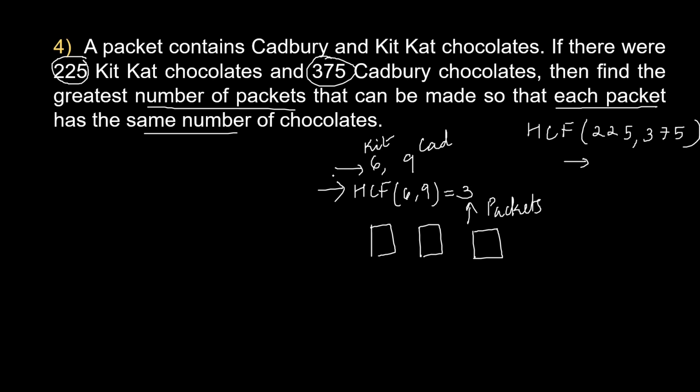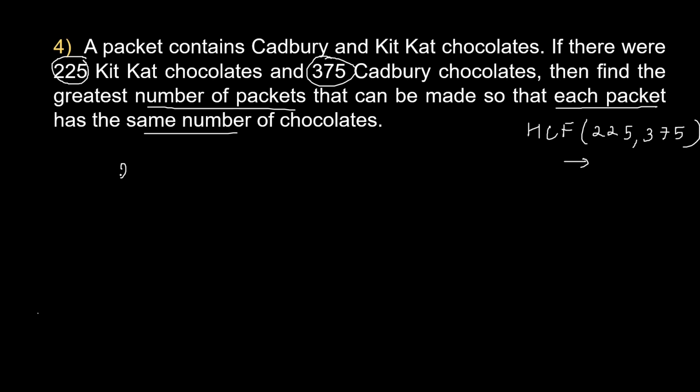So that means the total chocolates we have is 6 plus 9, that is 15. So I can have 5 chocolates in this packet, 5 chocolates in this packet, and 5 chocolates in this packet. So I have 3 packets and each packet has the same number of chocolates, but we are only told to find the number of packets, that is HCF. So we'll find the number of packets if we have 225 Kit Kat chocolates and 375 Cadbury chocolates. So I'll erase the example.